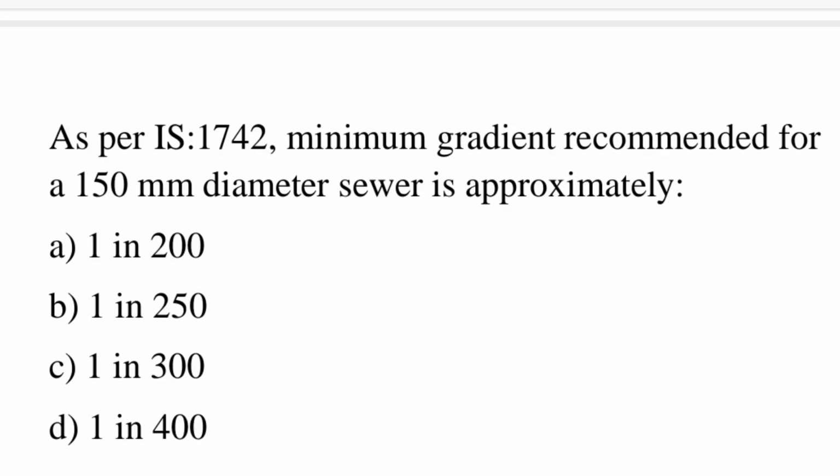Next question, as per Indian Standard 1742, the minimum gradient recommended for a 150 mm diameter sewer is approximately option A 1 in 200, option B 1 in 250, option C 1 in 300, option D 1 in 400. So the correct answer is option B, 1 in 250. To maintain the minimum velocity, IS recommends a suitable gradient of 1 in 250.